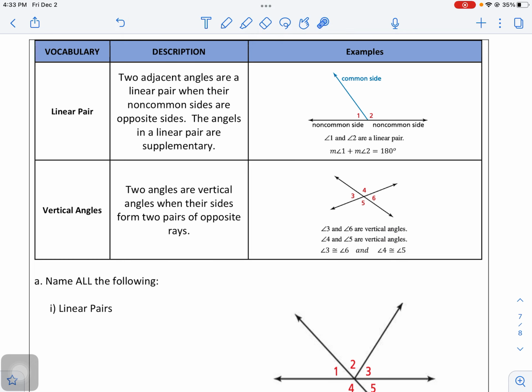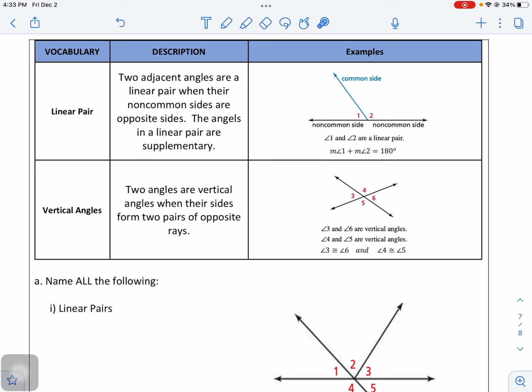Linear pairs are two adjacent angles that are linear pairs when their non-common sides are opposite sides. The angles in a linear pair are supplementary. So that's kind of confusing writing it all out. So linear pairs are two angles that are next to each other. We call that adjacent. Adjacent means next to. So two angles that are next to each other that are supplementary.